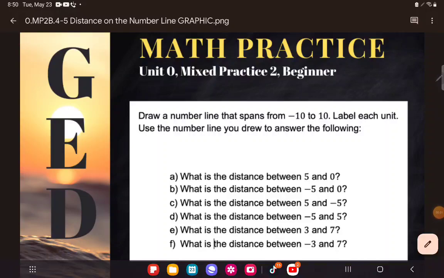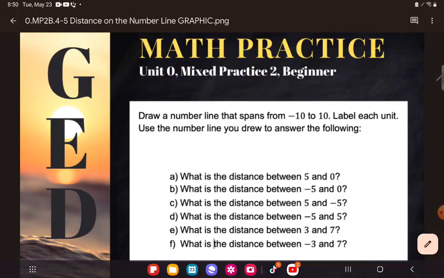Hey GED students, let's take a look at a pretty simple example that has some complex applications. If we understand it at this level, we're going to be better prepared to tackle what we're going to encounter on the GED non-calculator section. So, directions first.